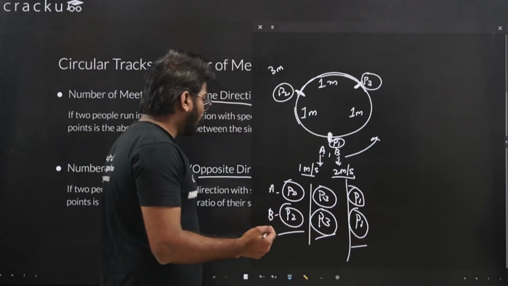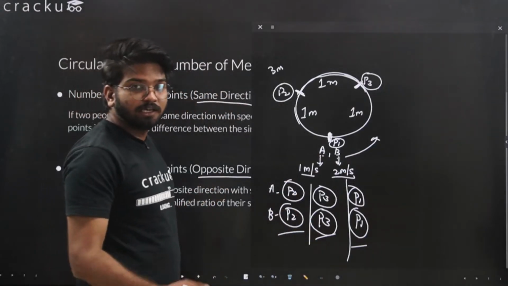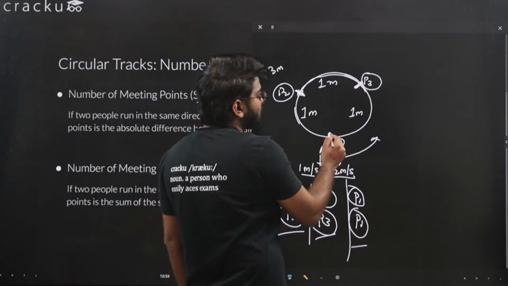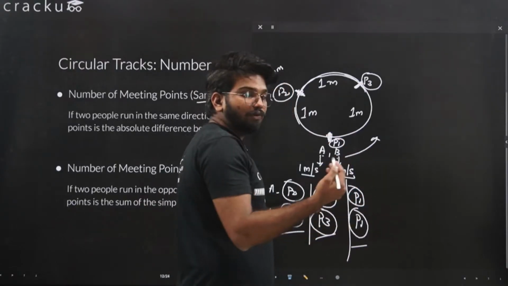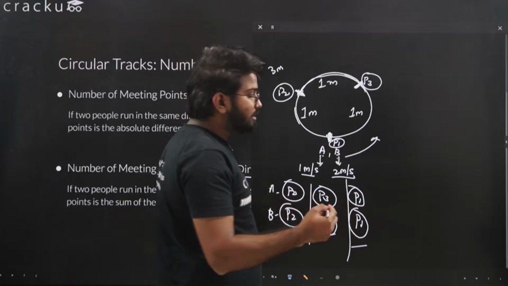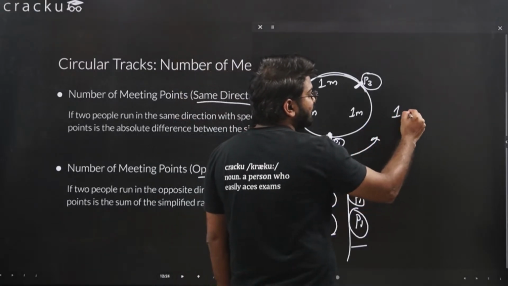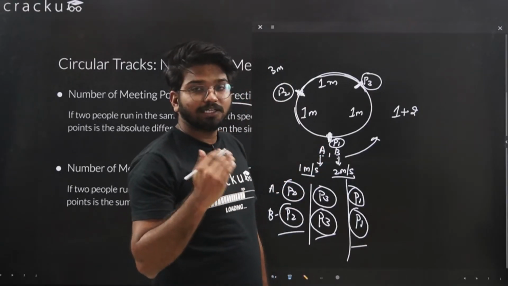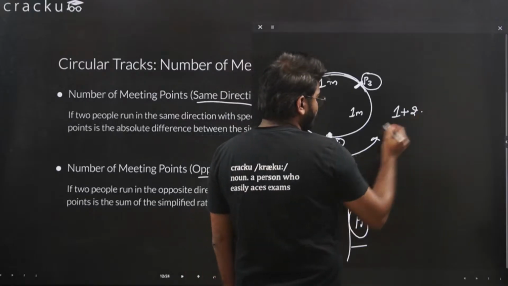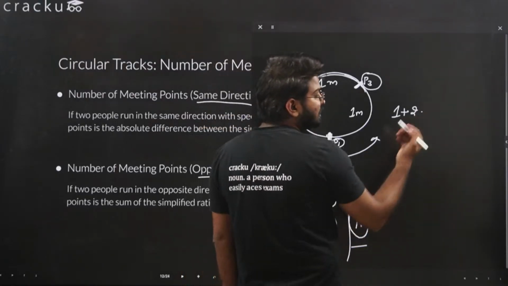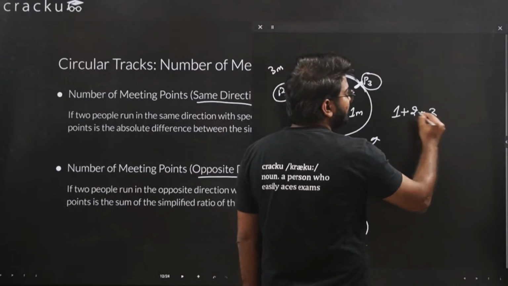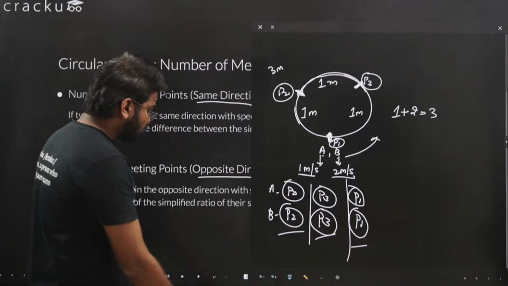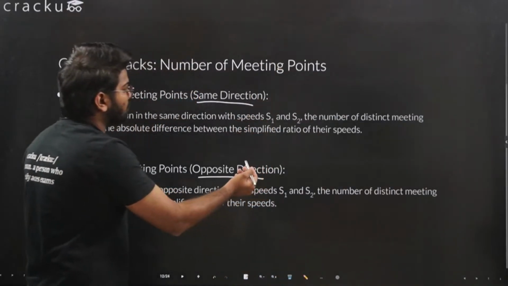So as we understood, when they are moving in opposite direction, they will meet at only these 3 distinct points. So how did we find these 3 points? We calculated the sum of the ratio of their speeds, where the ratio should be in simplified form. We know that their speeds are 1 and 2, which are already in simplified form, so the sum will be 3. So when they are moving in opposite direction, they are meeting at 3 distinct points. And this was the whole concept.